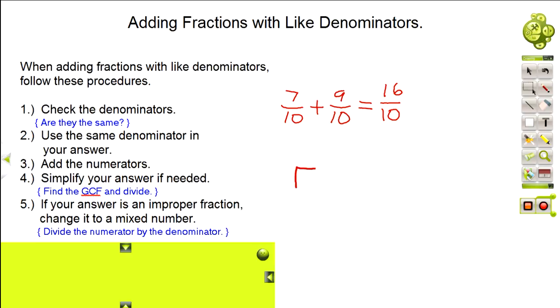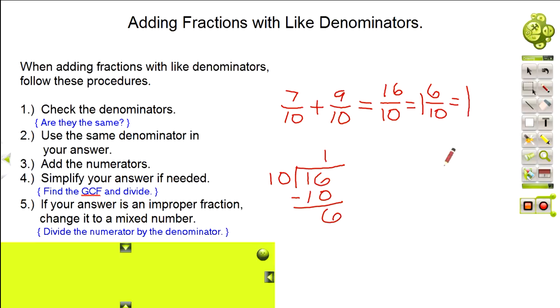So what we'll do is we'll divide 16 by 10. 10 will go into 16 one time. Subtract and you end up with 6. So our answer is 1 and 6 tenths. Now at this point we see that we have to continue the process, and we're going to go back up to step 4 and simplify our fraction.